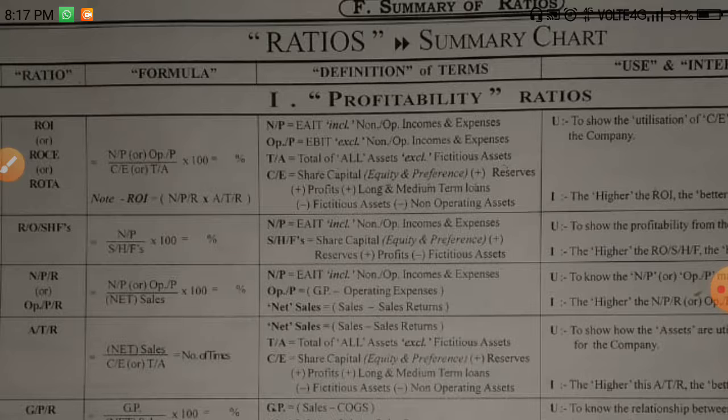So how do you get capital employed? The same thing we did for capital employed in the calculation of goodwill valuation in the super profits method. The same thing we need to follow here. If you see the balance sheet, shareholders' funds, that is share capital plus reserves and surplus, and non-current liabilities also we need to include here, minus fictitious assets and non-operating expenses. This is another way to remember capital employed.